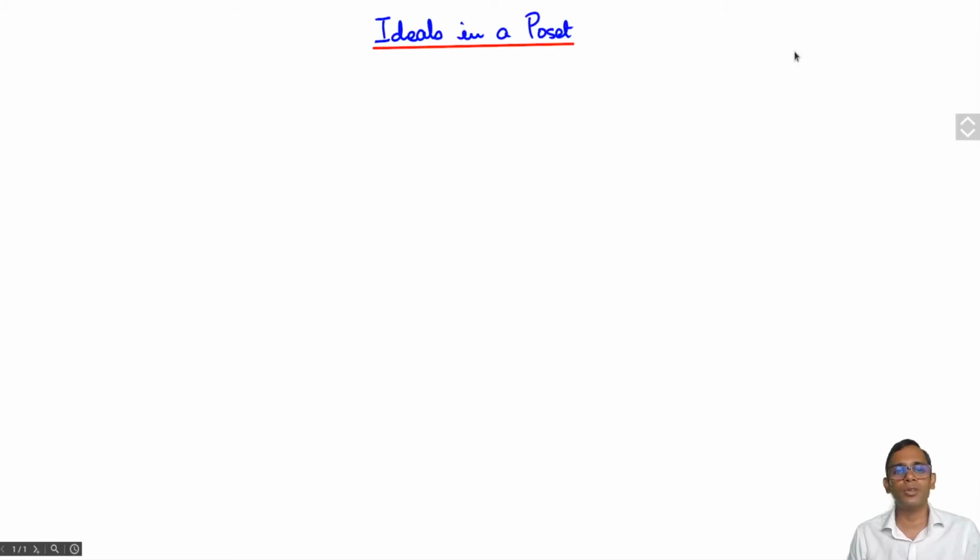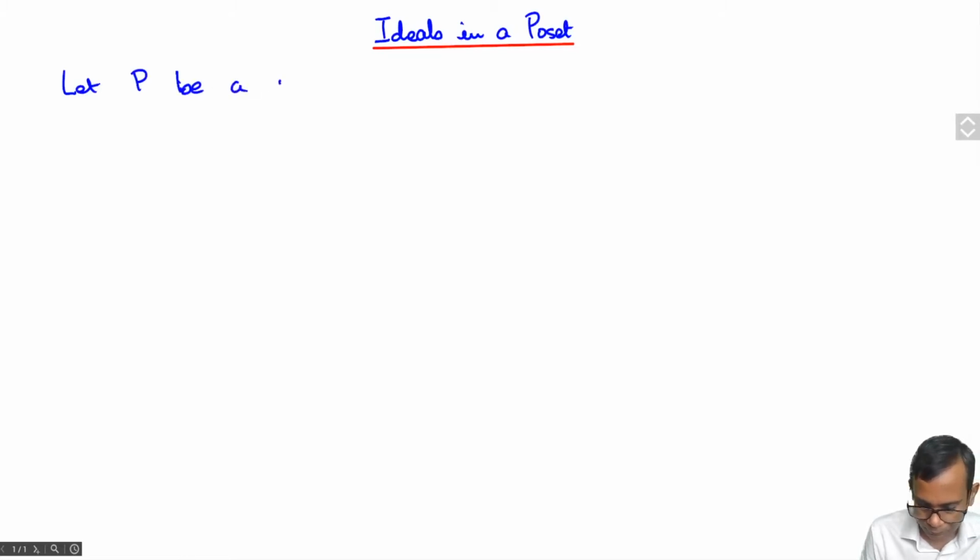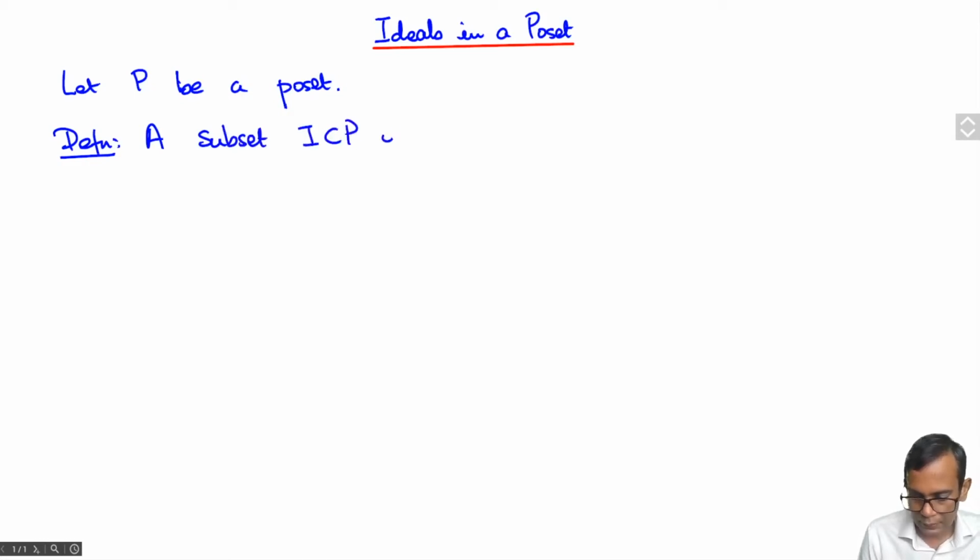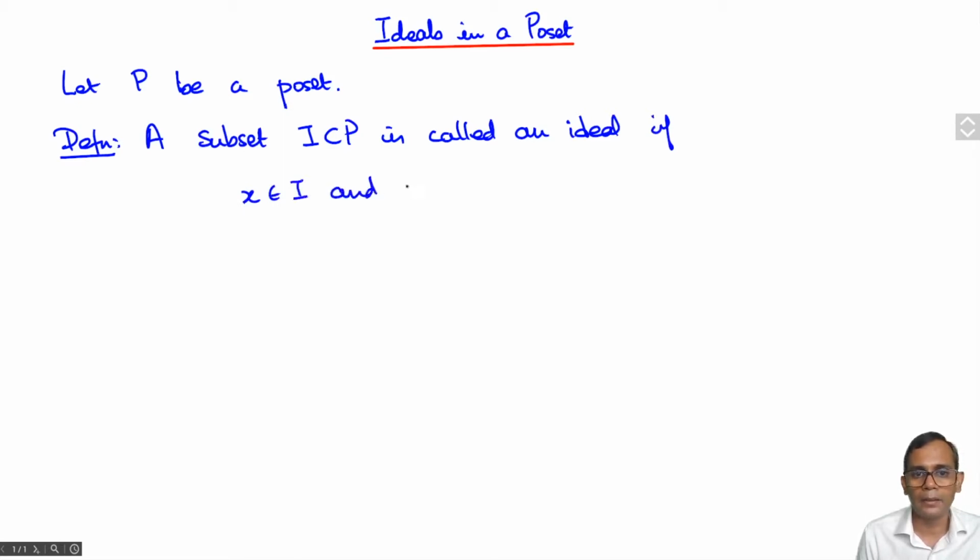In this lecture, I'm going to tell you about ideals in a partially ordered set. So let P be a poset, and here's the definition. A subset I of P is called an ideal if X belongs to I and Y is less than or equal to X, this is the partial order in P, implies that Y belongs to I.